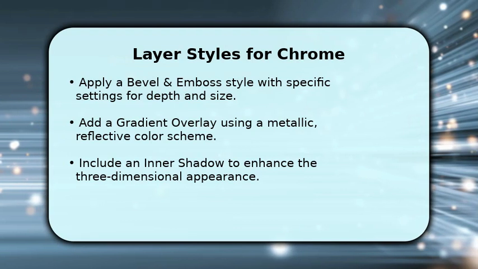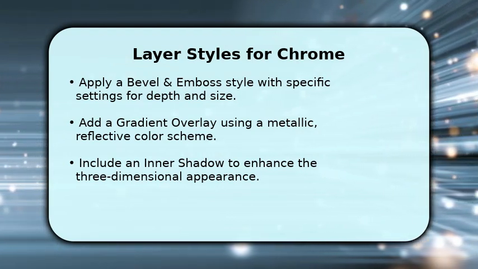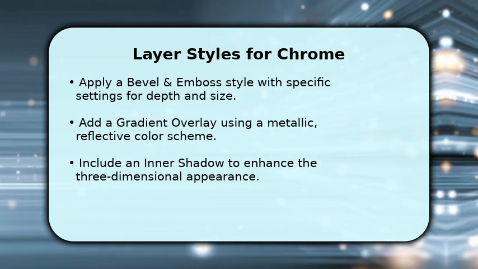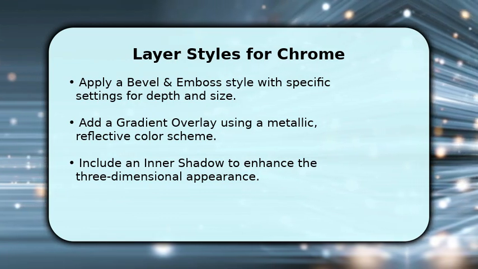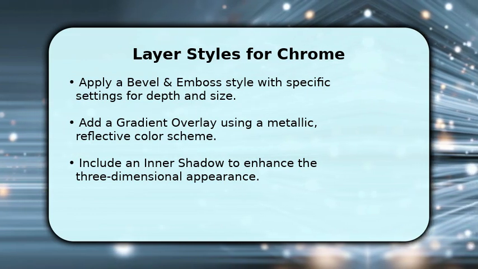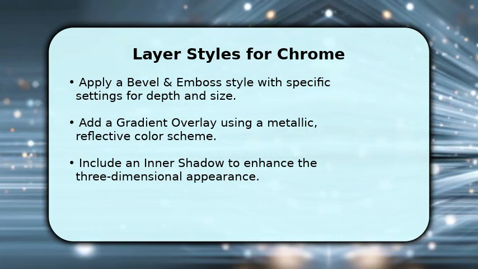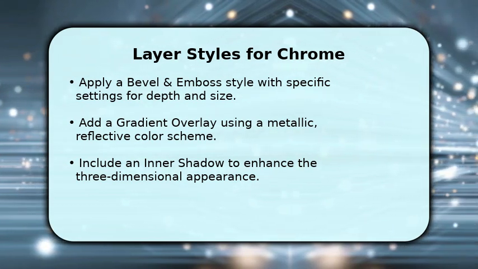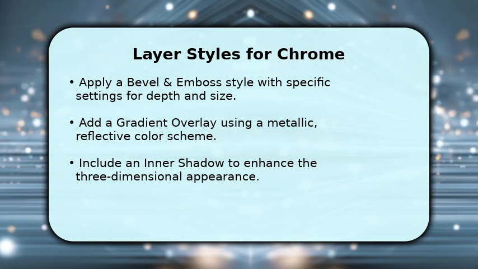Now, let's apply some crucial layer styles. Right-click your duplicated text layer and select Blending options. Start with Bevel and Emboss, setting the style to Inner Bevel and adjusting the depth and size to around 250% and 5 pixels respectively. Next, add a gradient overlay. Choose a metallic gradient, perhaps a silver or gold, ensuring it reflects light realistically. Finally, apply an inner shadow to give the text more dimension and separation from the background.